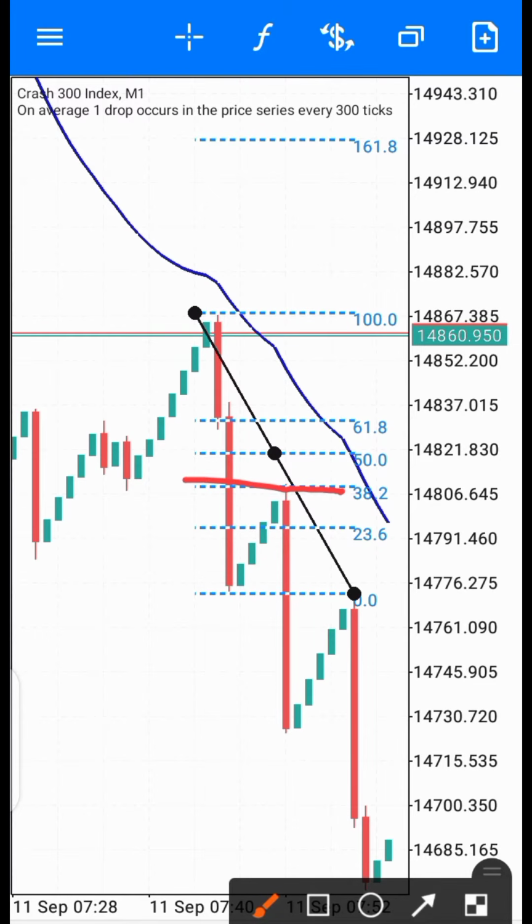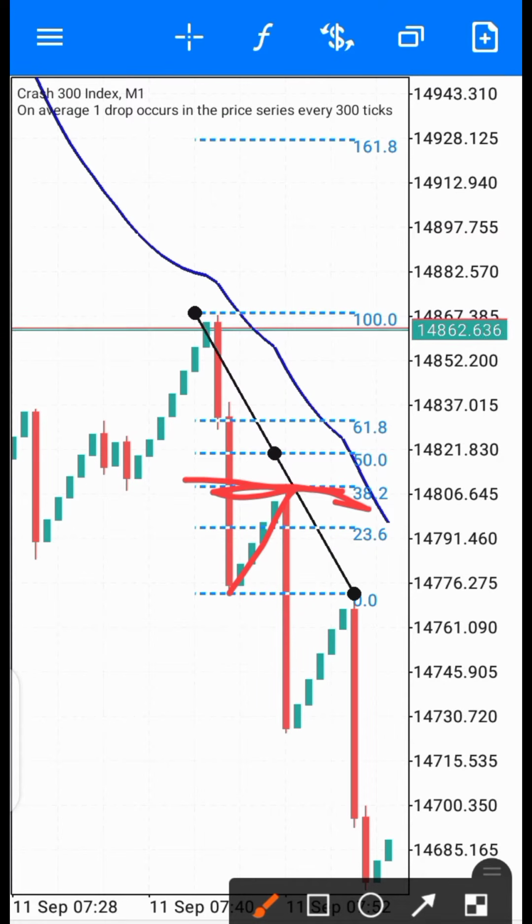You can see this tool is very powerful when you know how to use it well. So the market retraced to this 38.2 level and the spike occurred.